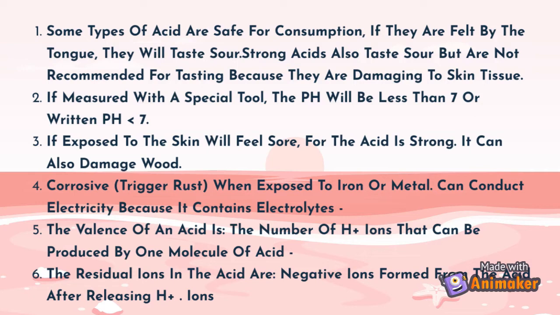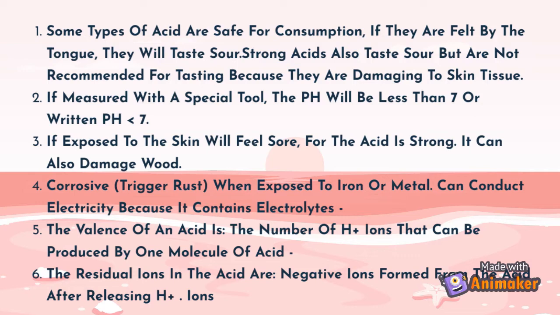The second, if measured with a special tool, the pH will be less than 7. The third, if exposed to the skin, it will feel sour if the acid is strong, and it can also damage wood. The fourth, acid is corrosive when exposed to iron or metal. It can conduct electricity because it contains electrolytes.